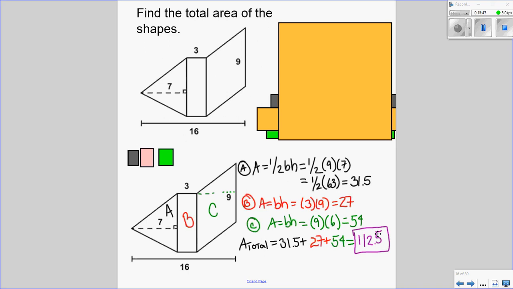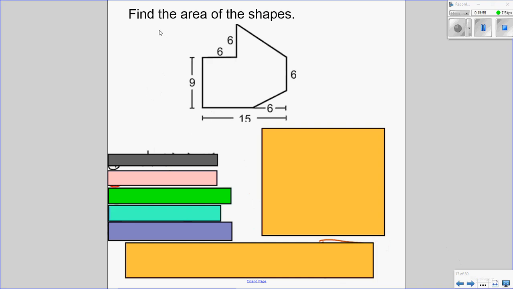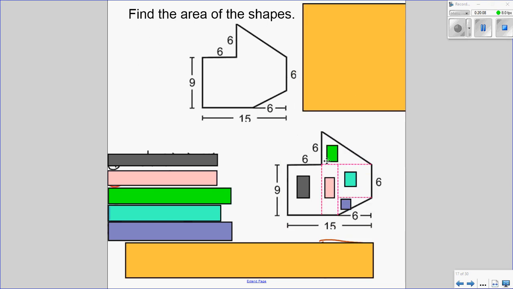For the next few examples, we're going to be doing odd shapes and finding the area of them. Alright, so this is the shape that we have. You need to break it into familiar shapes in order to find the area of each. So I did that, and then I labeled them A, B, C, D, E, and then found the area of each.